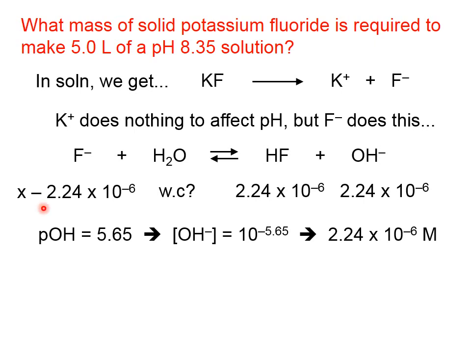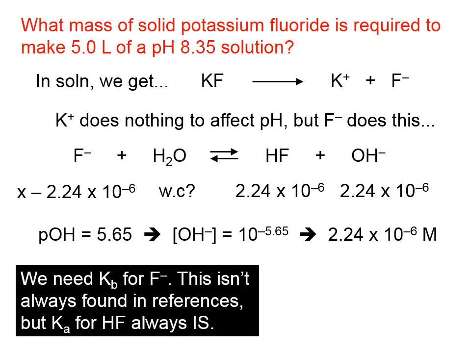How is this going to help us? Well, eventually, if we're able to calculate X, that is the initial concentration of fluoride ion, which relates to the initial mass of the salt that we dumped into this solution in the first place. At this point, we need the Kb for the fluoride ion.